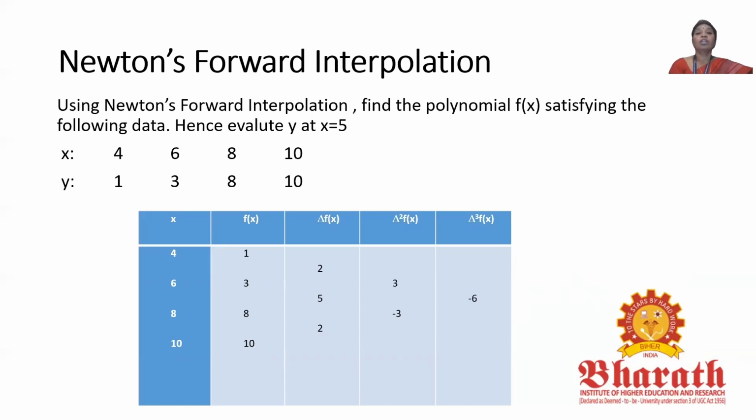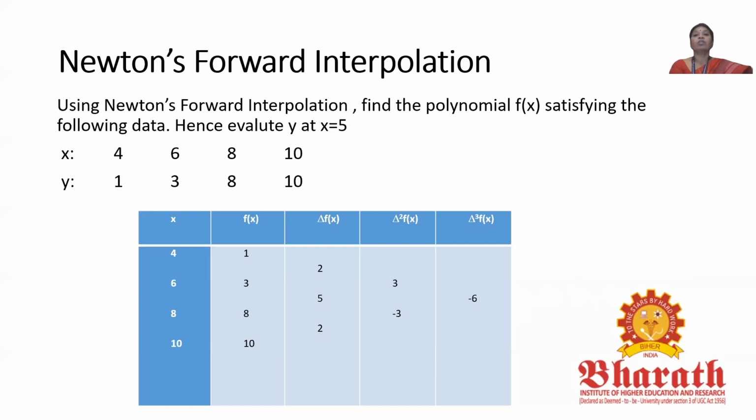Now we are going to find the first differential operator, that is del f of x. From the second value you have to subtract the first value. So 3 minus 1 will give you 2. Come to the third data, that is 8. From 8 you have to take away 3, so you will get 5. From 10 you have to take away 8, so that will give you 2. So you have got your del f of x. If you make a mistake in the del f of x, that will affect del square f of x. So you should be very careful in calculating the values.